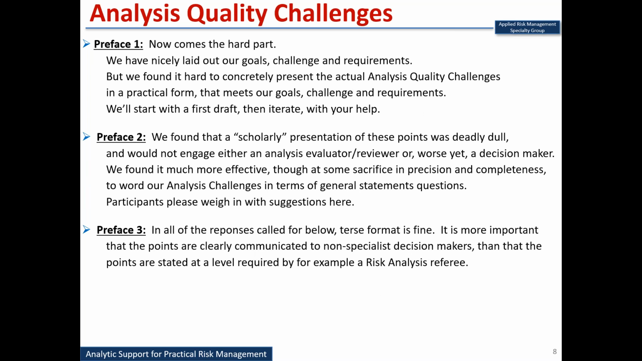Analysis quality. So I say, time to really list them. Well, then, the whole first page is preface. Yeah, thank you very much, Don. Now comes the hard part. We have nicely laid out our goals, but I found it hard to concretely present the actual analysis quality challenges.